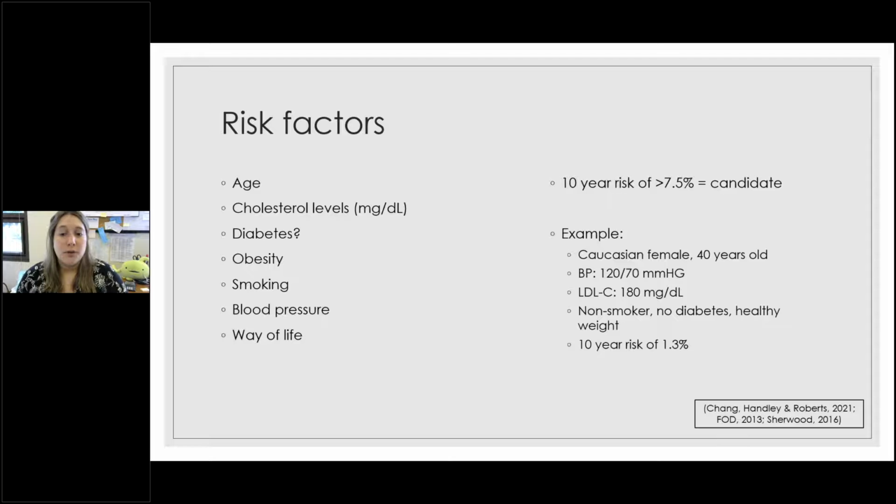To determine whether a patient would need to take medications for CAD, we use the pooled cohort equation, which uses the risk factors to determine a percentage. Patients will typically start statin drugs if their 10-year risk is above 7.5%. In the given example, the patient would not be a candidate for statin drugs based off their history, with only a 10-year risk of 1.3%.